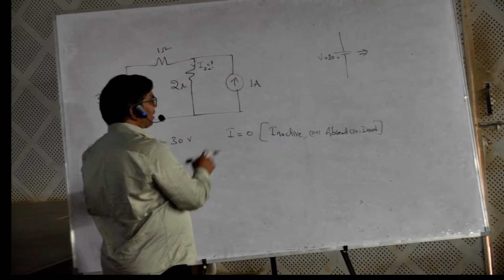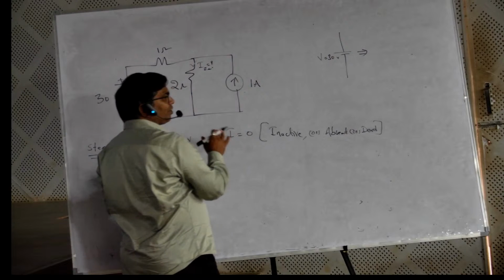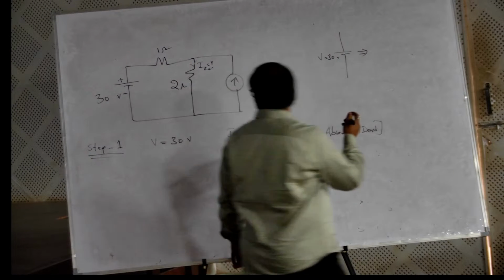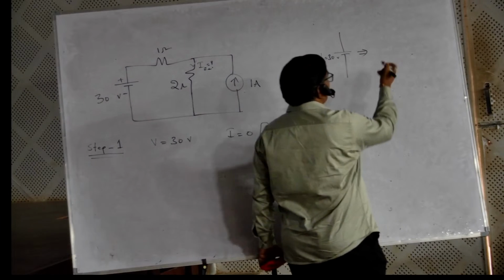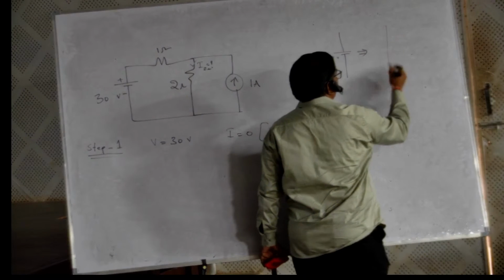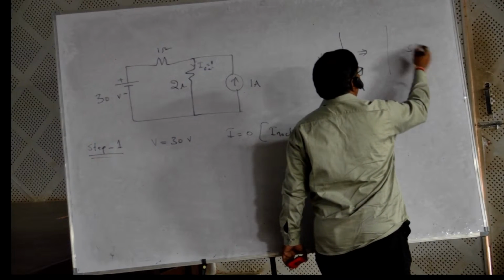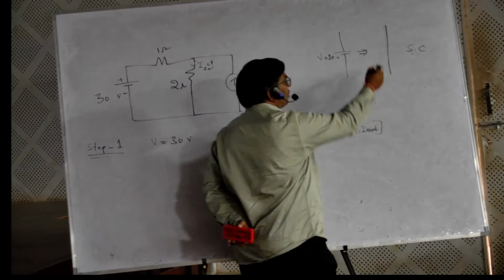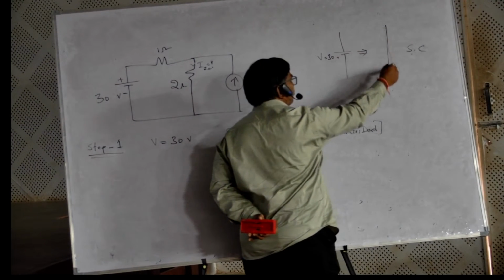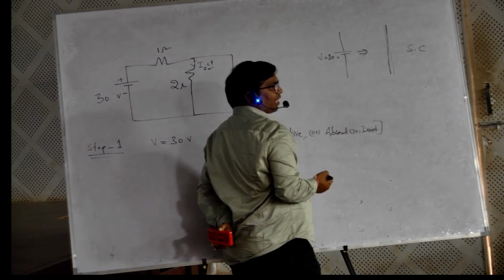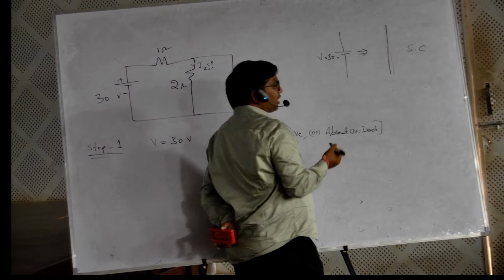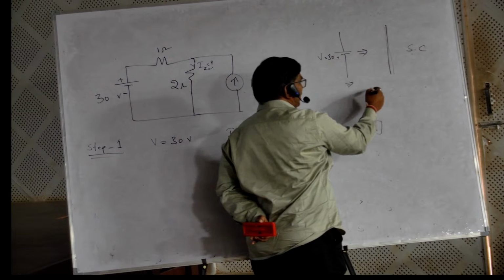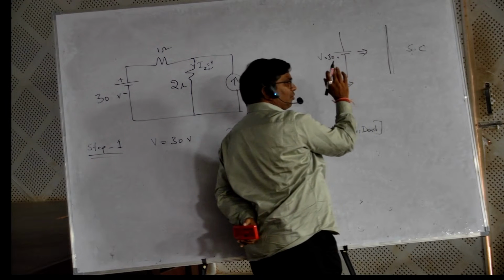So what is the meaning of inactive? Inactive means dead. It is not available. For example, here if the voltage source is inactive, we make it a short circuit. On the voltage source we write short circuit. In the previous problem that voltage source was replaced by a short circuit, but here it is not only 30 volts, it is any voltage source.